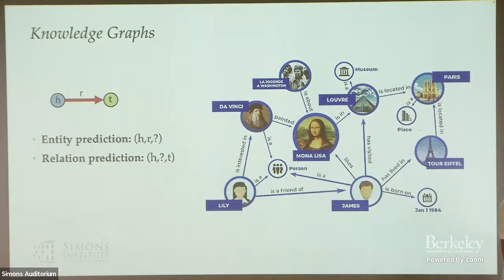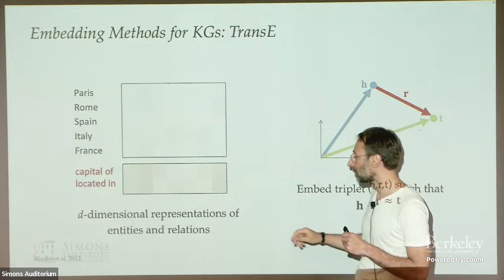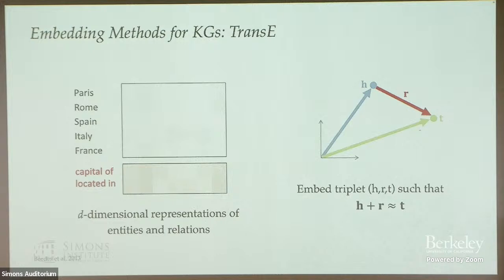So there are many ways to do it. The classical example of the class of architectures for embedding knowledge graphs is called TransE. And the idea is that you find d-dimensional representations, or basically represent your entities and relations in the same space as vectors, in a way that at least approximately they add up like this. So if I take the head vector and add to it the relation vector, I get the tail vector. So the embedding is constructed such that this relation is satisfied approximately.